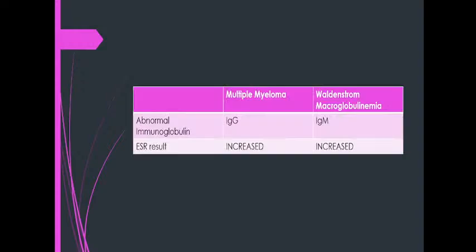Alright? Now, let us summarize the difference between multiple myeloma and Waldenstrom's macroglobulinemia. For the abnormal immunoglobulin type, you're going to see IgG. Okay, for multiple myeloma. For Waldenstrom's, it's IgM. And the ESR result for both is increased. Okay? But what's the main difference between the two? It's the immunoglobulins.